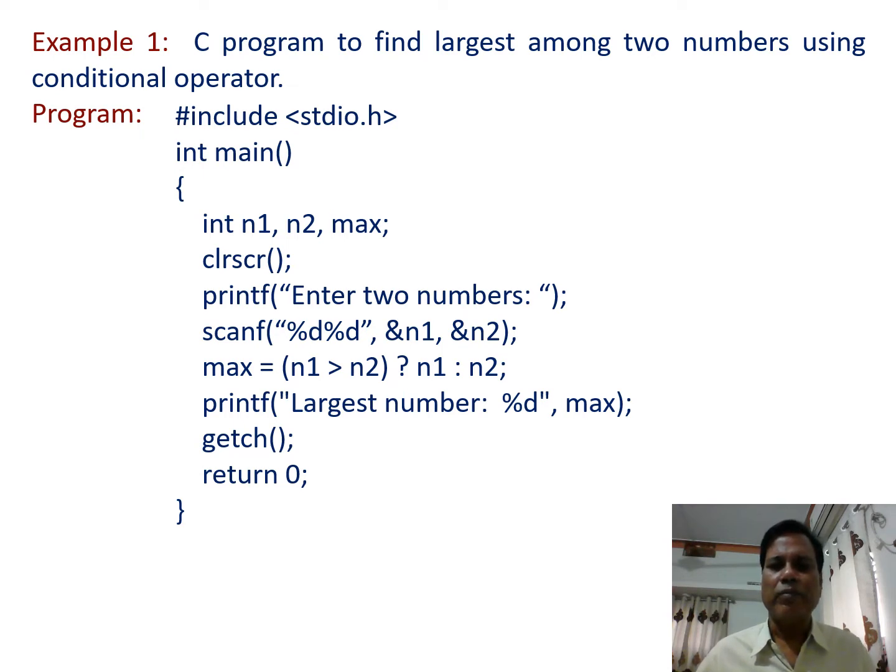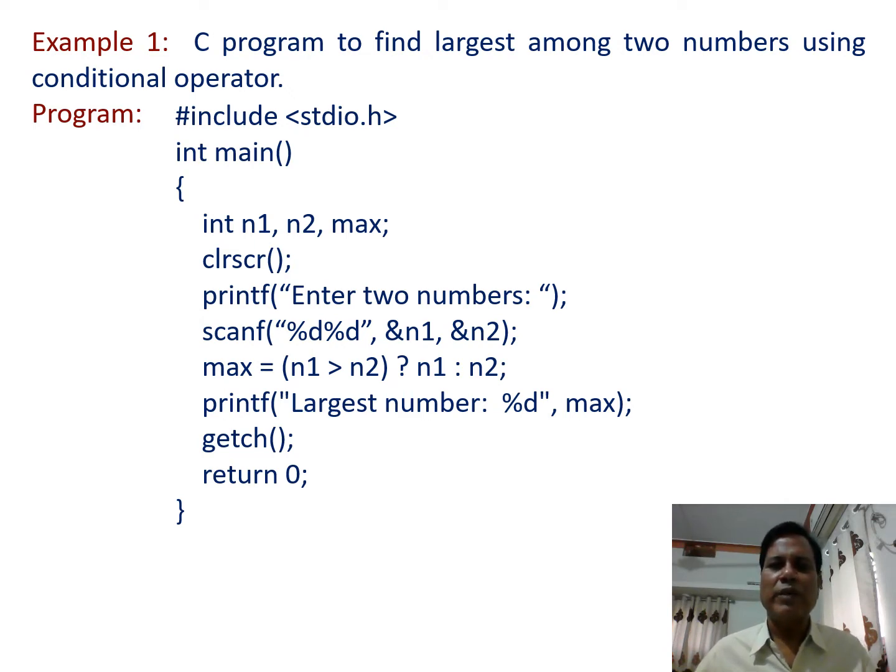Next statement: max = n1 > n2 ? n1 : n2; So on the right side of the assignment operator, the conditional operator is present. Depending on the output of the conditional operator, that value is assigned to the max variable. In the conditional operator, n1 > n2, if the first value is greater than the second value, then the value of max is the value of n1. Otherwise, the value of n2 is the value of max.